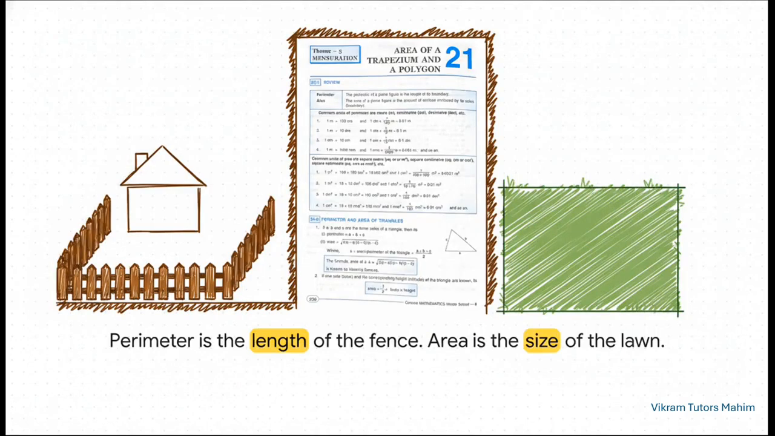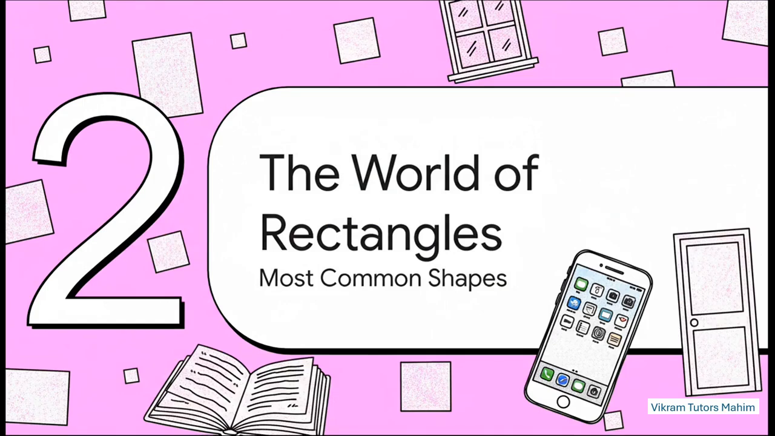This image here just nails it. The perimeter is the length of the fence. The area is the size of the lawn inside. So one is a line, right? A distance. The other is a surface, a whole space. Totally different things.